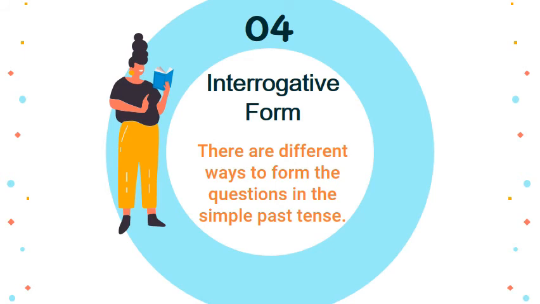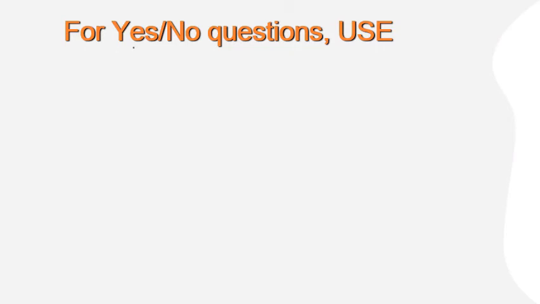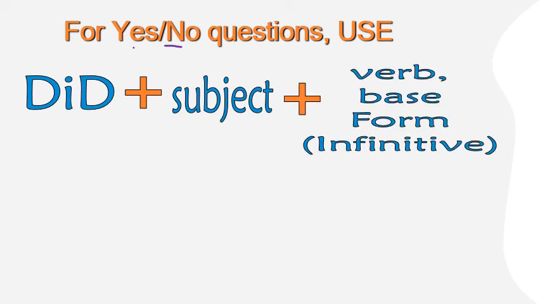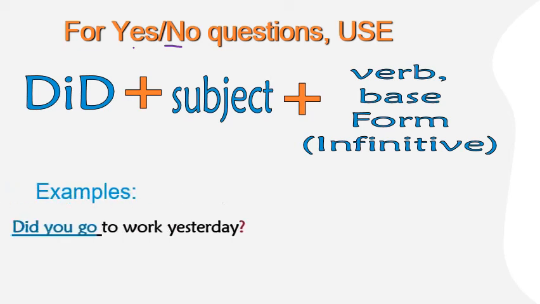Interrogative form. There are different ways to form questions. Interrogative means question. We have yes or no questions. I use did plus the subject, for example, did I or did you, plus the base form. Did you eat? For example, did you go to work yesterday?